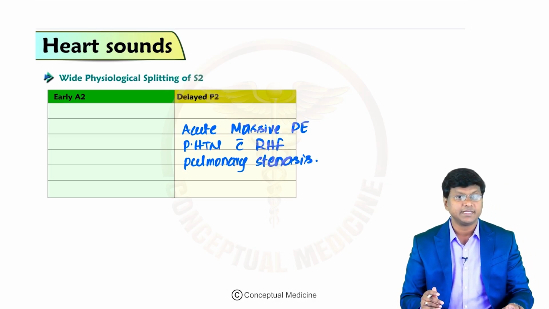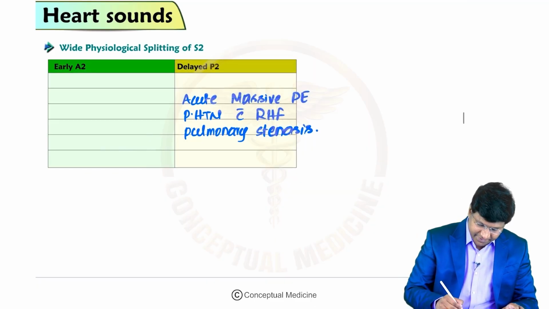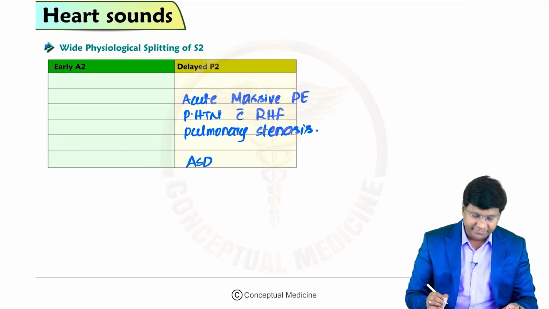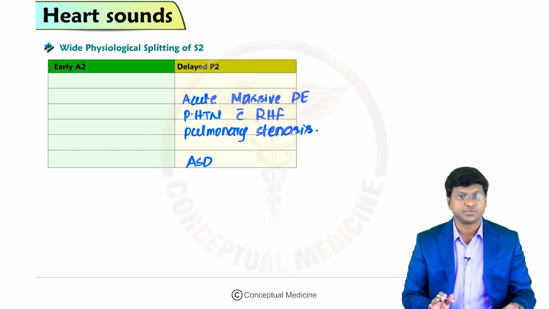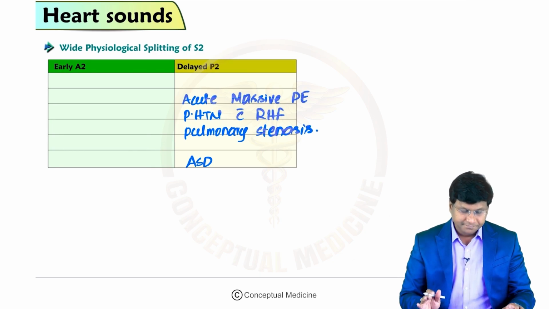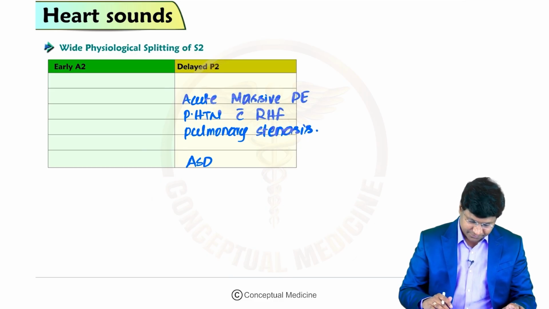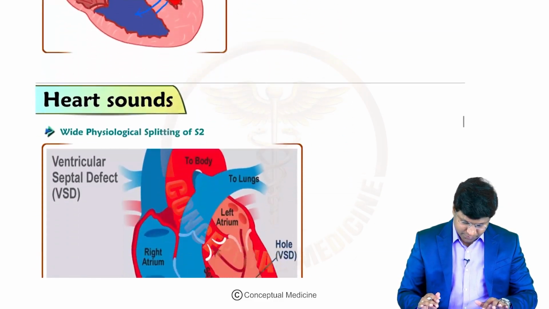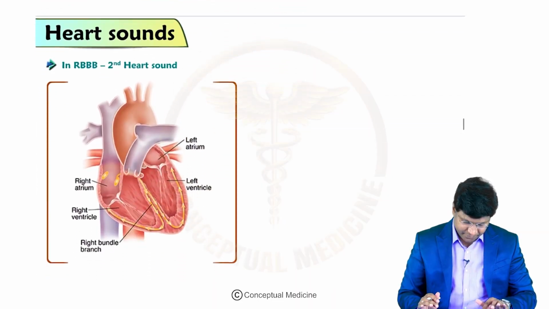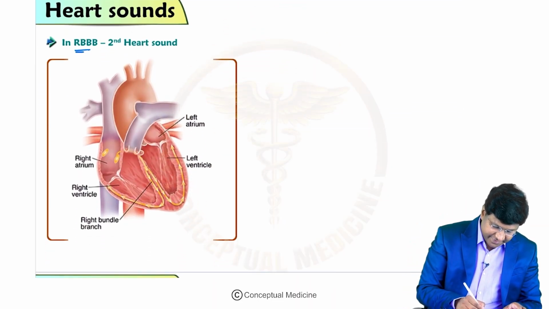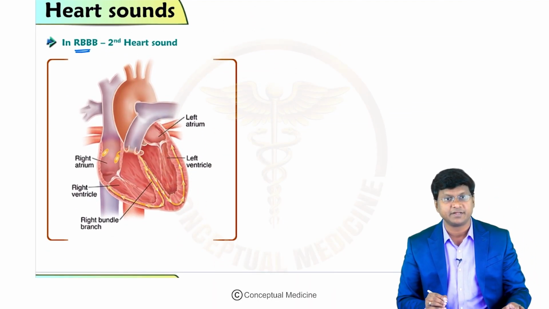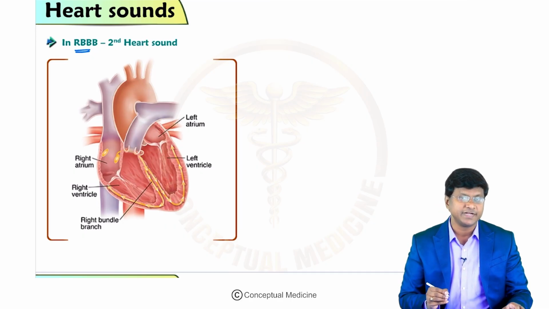Right, and finally the other condition where you will have a delayed P2 is in patients with the ASD, atrial septal defect. So these are all the clinical scenarios where you have the presence of the delayed P2. Now let me explain the mechanism. One important etiology where there is delayed P2 is in patients with the right bundle branch block. Now why in case of right bundle branch block will you have the delayed P2?